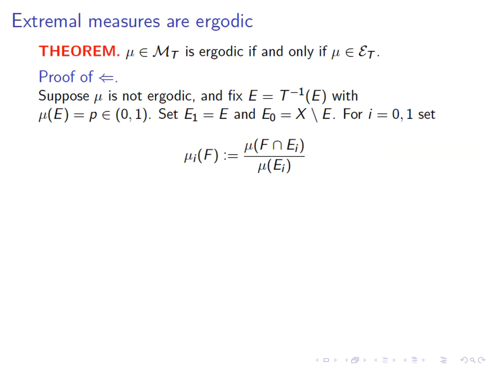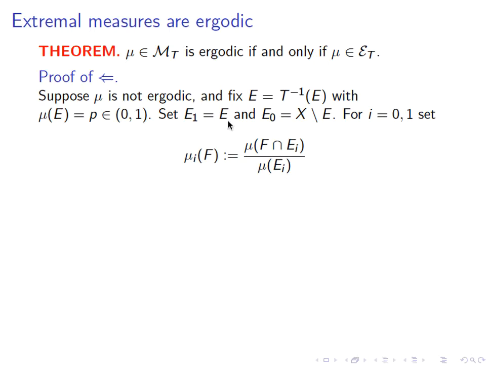As our theorem, written up here on the top, is an if and only if, we will start with what I believe is the definitely easier direction, showing that if a measure is ergodic, then it must be extremal, and we'll prove it by contradiction. So suppose that mu is not ergodic. That means that it admits some invariant set, call it E. Here is the invariant set E, so that the measure of E is some number, call it P, which is in the open interval (0, 1); it cannot be 0 or 1.